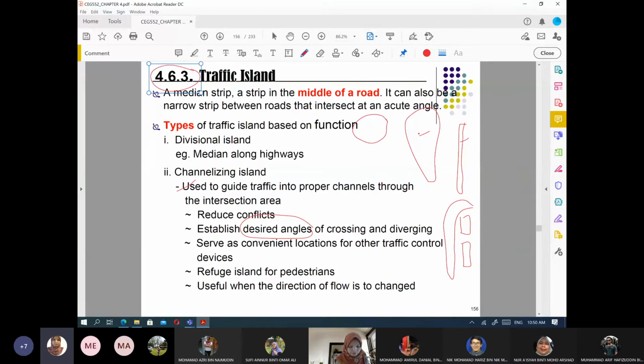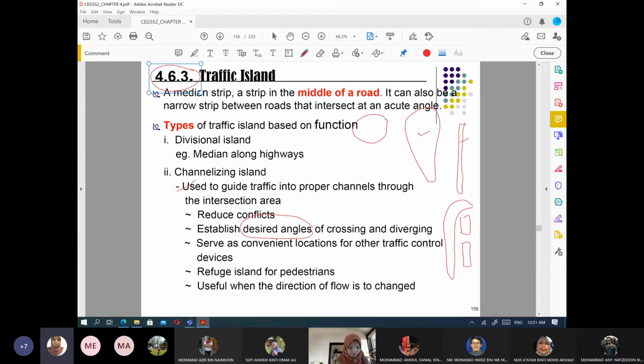Serve as convenient locations for other traffic control devices. Maksudnya di sini you boleh letak signboard. Okay, signboard kita tak boleh letak atas jalan, tak boleh simply pacak je atas jalan, no. Usually kedudukan or the location of the signboard is on top of the channel, okay, di atas tu, right? Refuge island for pedestrian, ni pun satu lagi kegunaan dia. Dia jadi satu kawasan pejalan kaki yang selamat lah, okay, dia boleh jalan dekat atas tu, right?